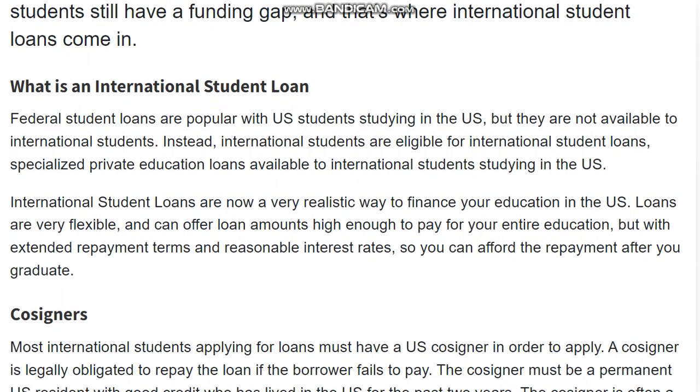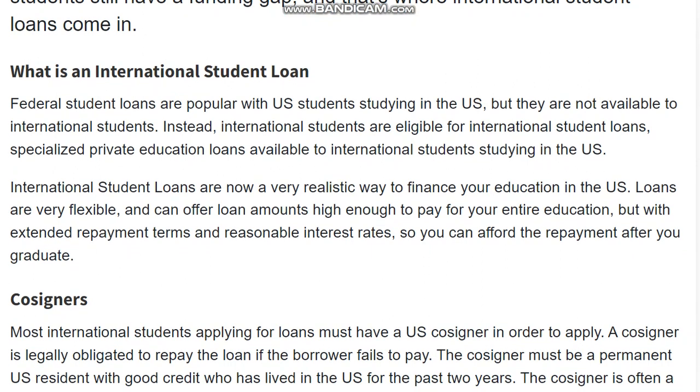International student loans are now a very realistic way to finance your education. In the US, loans are very flexible and can offer loan amounts high enough to pay for your entire education, but with extended repayment terms and reasonable interest rates, so you can afford the payment after you graduate.